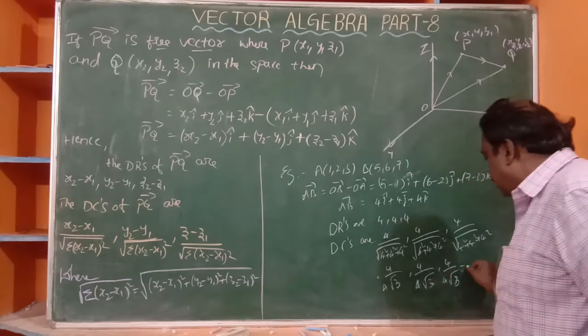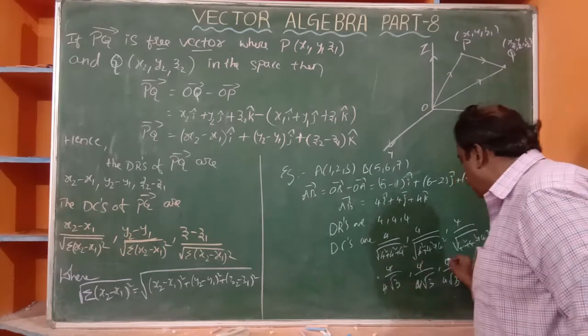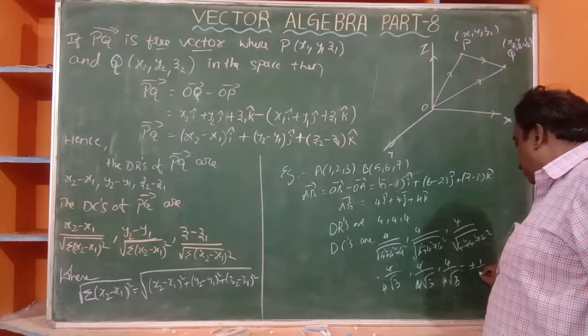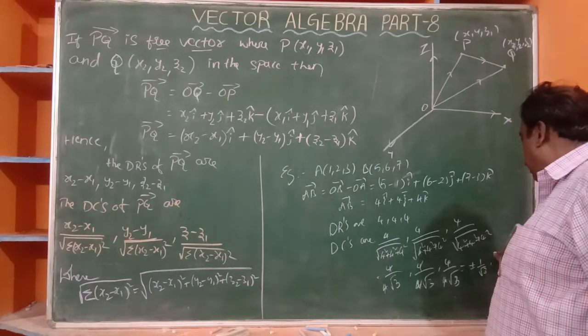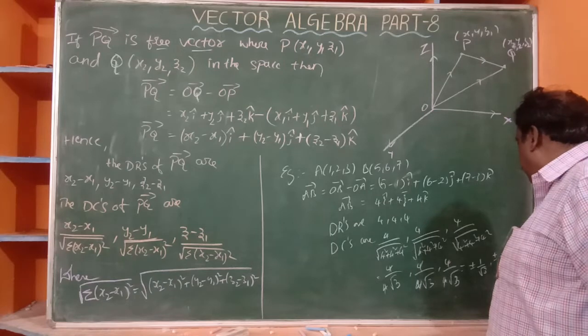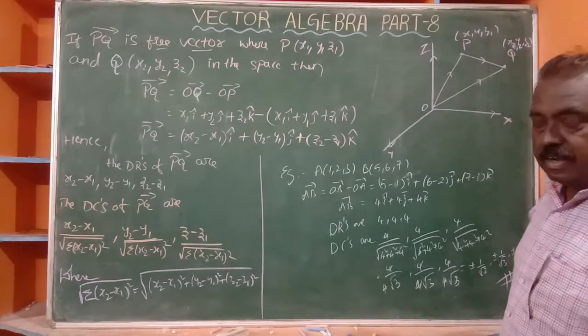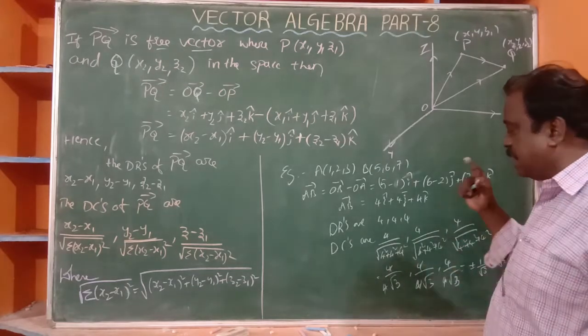Okay? That is nothing but you cancel it. We get plus or minus 1 by root 3. These are the direction cosines. It is somewhat different.